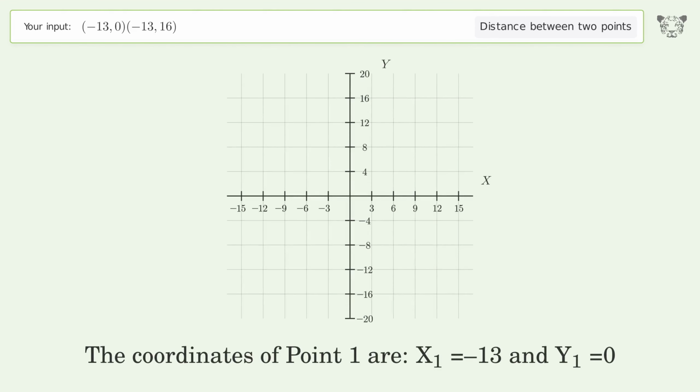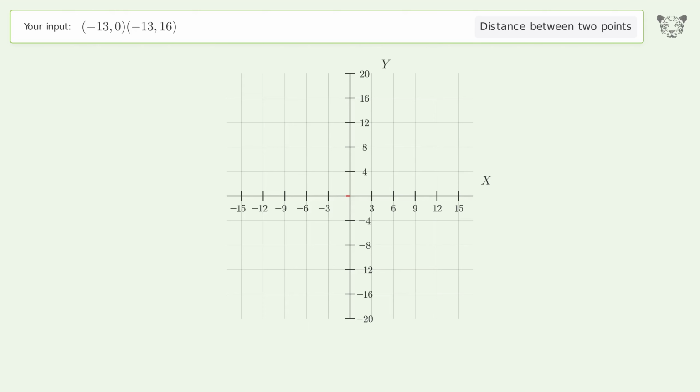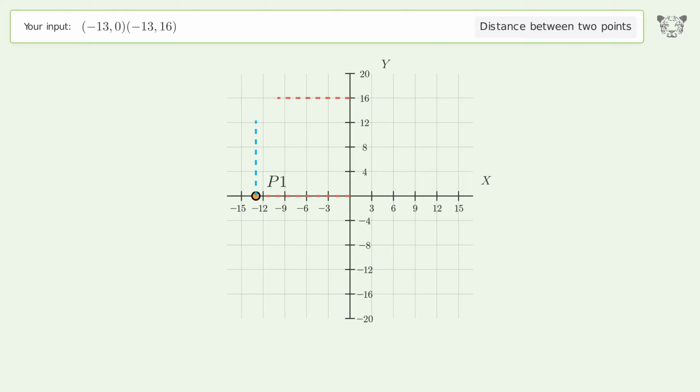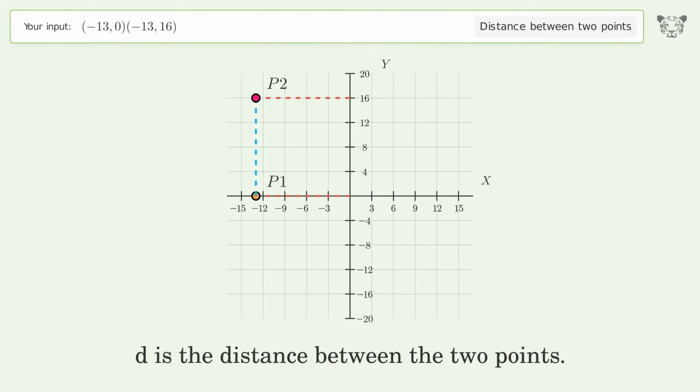The coordinates of point 1 are x1 equals -13 and y1 equals 0. The coordinates of point 2 are x2 equals -13 and y2 equals 16. D is the distance between the 2 points.